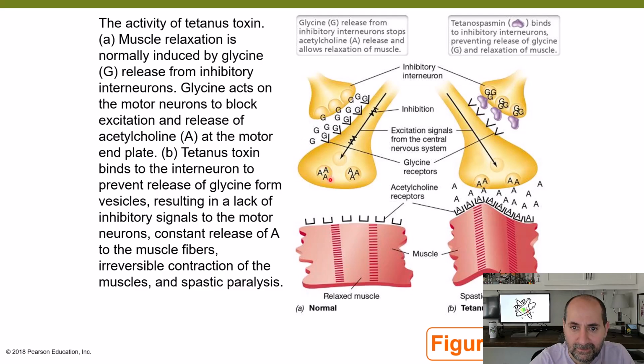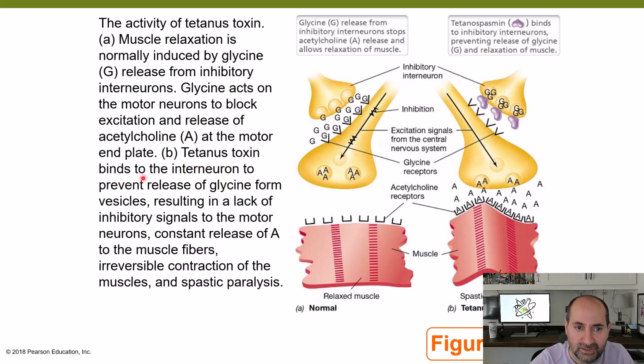Remember, the motor neuron must release acetylcholine to trigger muscle contraction. Well, the inhibitory interneuron will release glycine, and that prevents the motor neuron from releasing its acetylcholine, and this leads to muscle relaxation, right? Muscle relaxation. So what does the tetanus toxin do? Let's talk about figure B here on the right.